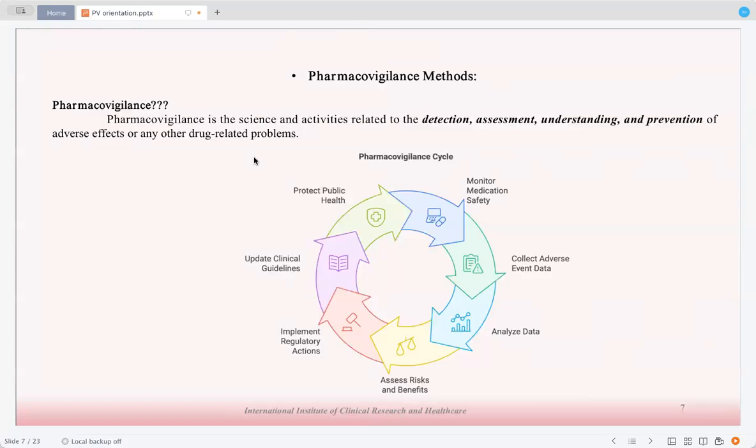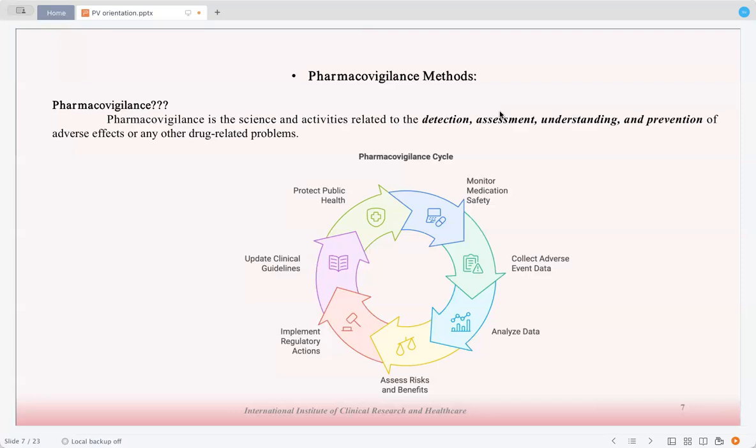Detection means we need to know if the patient is facing any adverse event. If the patient is facing any adverse event, we need to collect the information and assess whether the reported event is required to be submitted. Is this a non-event or a new event? Then we assess the type of the event, that is, whether this is a serious event or a non-serious event. That is the assessment.